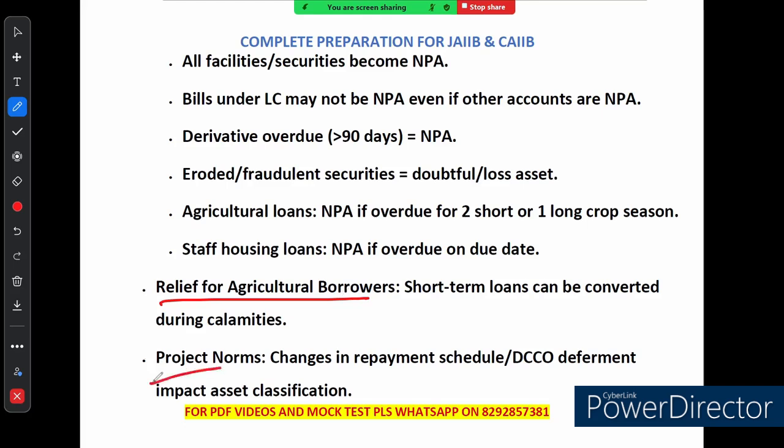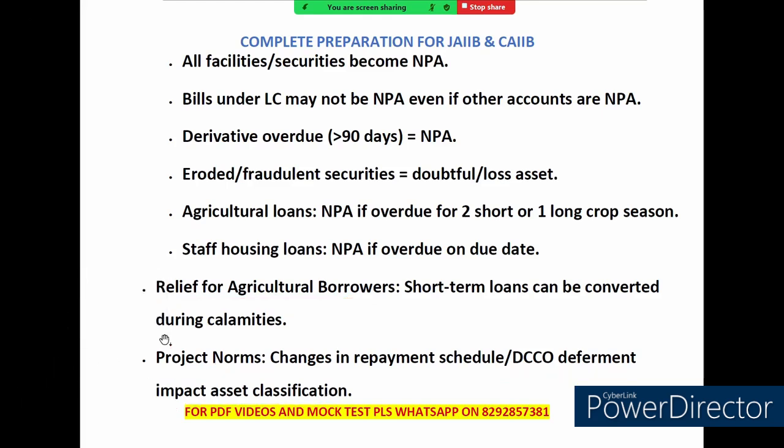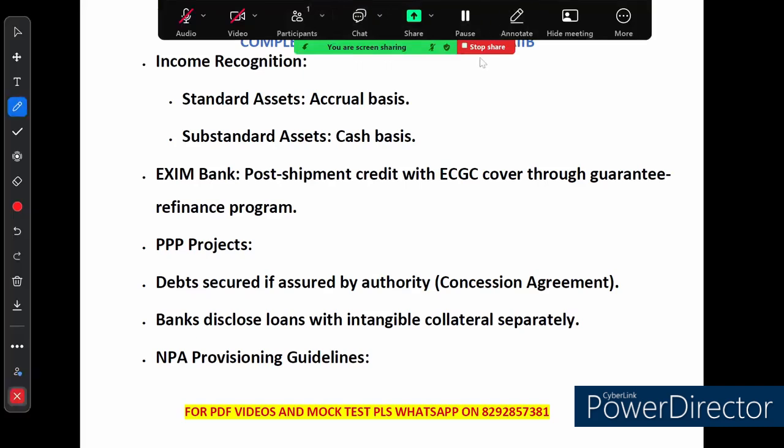Now project norms. Finally, project norms can also affect asset classification if there are changes in the repayment schedule or deferment in DCCO. This can impact how the asset is classified. Okay, so in so far as projects are concerned, repayment schedule changes and DCCO deferment can impact asset classification. Now let's move on to the asset income recognition.